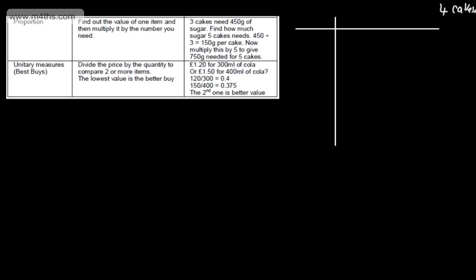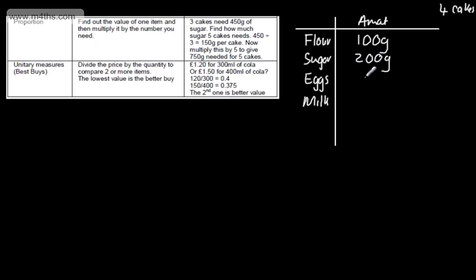So 4 cakes. What I'm going to have then is flour. Let's put sugar. And then let's put eggs. Let's make this nice and easy. What else goes in? Flour, sugar, eggs. We'll say milk. Okay, so this makes 4 cakes. So the amount that we need, and this will probably be a vile cake, 100 grams of flour. We'll have 200 grams of sugar. We'll have 8 eggs, and let's say we're going to have 40 ml of milk.